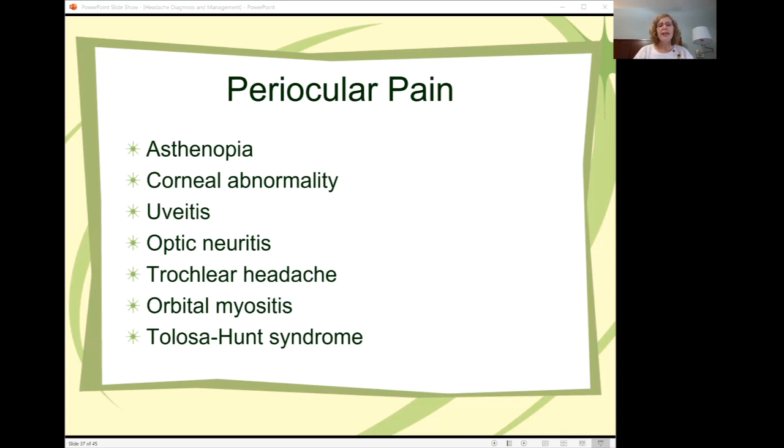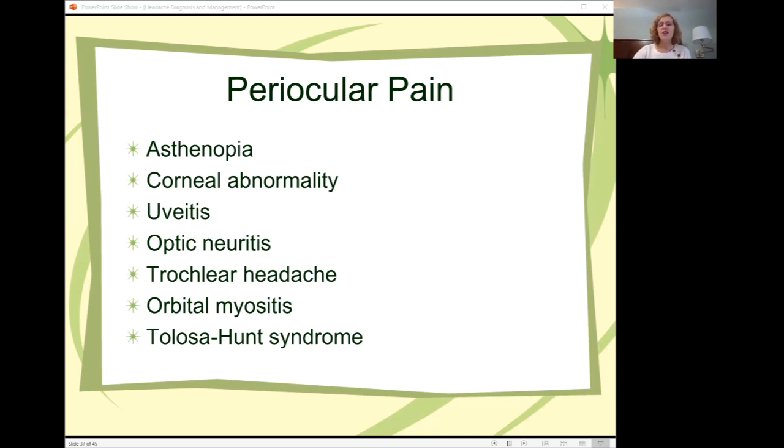A trochlear headache is generally idiopathic, but it may be secondary to systemic inflammatory disease such as rheumatoid arthritis, lupus, or sarcoidosis. It's actually unresponsive to migraine treatment. Rather, a single corticosteroid injection into the trochlear area provides rapid relief.